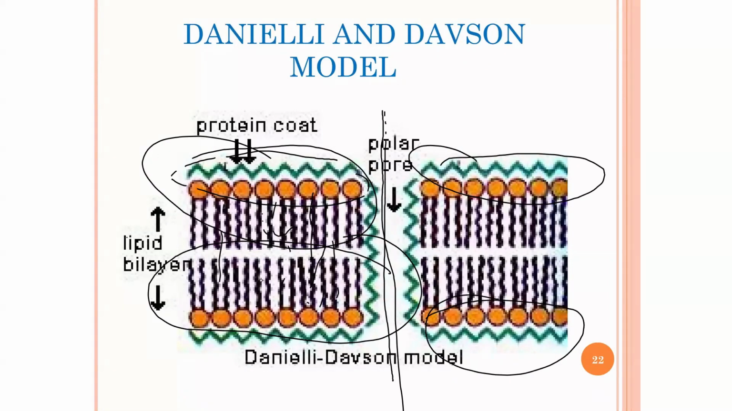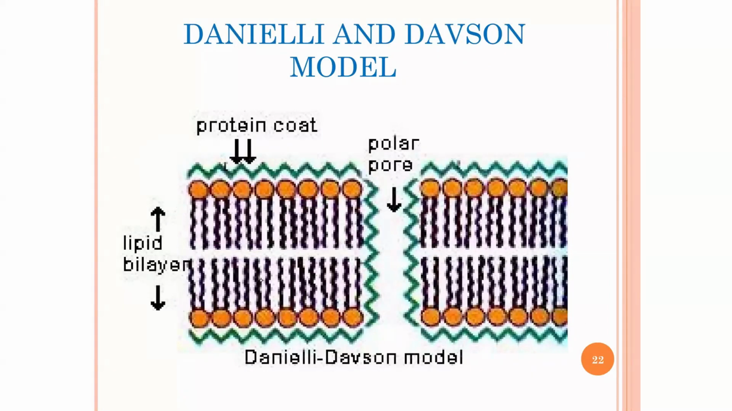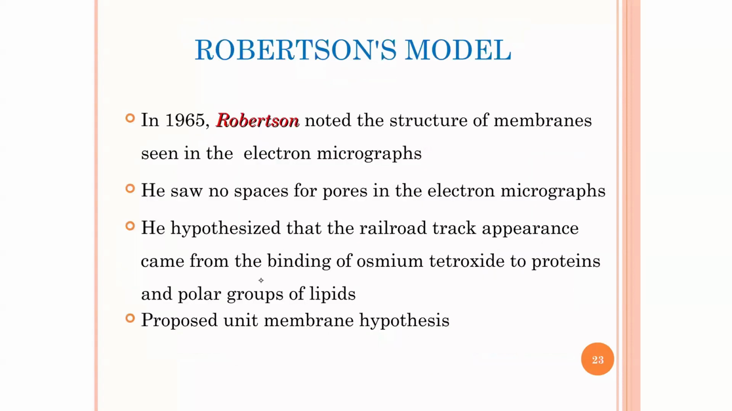Okay. And then the next thing is Robertson's model. Robertson, in the year 1965, noted that the structure of the cell membrane is seen in electron micrographs. So it means that only using electron micrographs are we able to see the structure of the cell membrane. And he saw no space for folds in the electron microscope. He hypothesized that the railroad track appearance came from the binding of osmium tetraoxide to proteins and non-polar groups of lipids. So he proposed the unit membrane hypothesis.